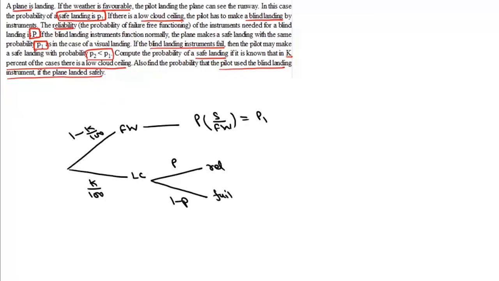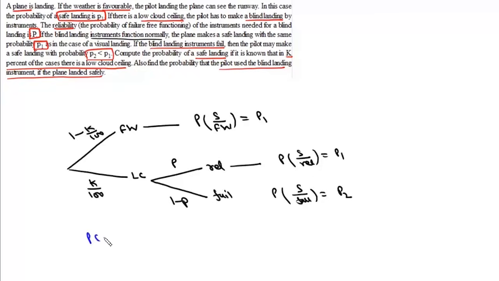Now, it is given that if instruments function normally, then the plane makes a safe landing with the same probability P1. So, P(safe landing) in case of reliable instruments is P1, and safe landing if the instrument fails has probability P2. Now first we need to find the probability of safe landing.